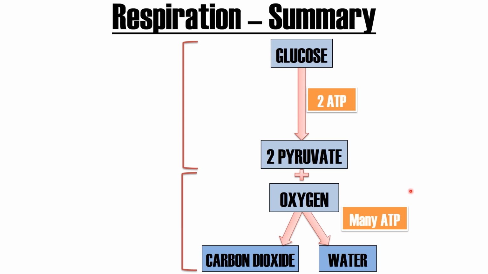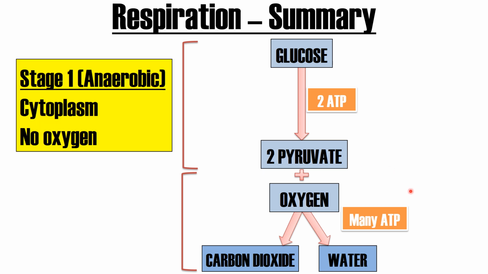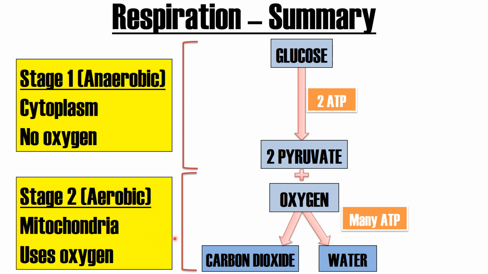So here it is in summary. First of all, you've got the first stage of respiration, which is anaerobic. Glucose gets converted into 2 pyruvate, 2 ATP produced. But then the key bit, when you move into the mitochondria, that is the aerobic stage. So it occurs in the mitochondria, it uses oxygen, and you get many ATP produced. So if you can recall all of this, I think if you can write out the flow chart, then that's the kind of key knowledge for this part.